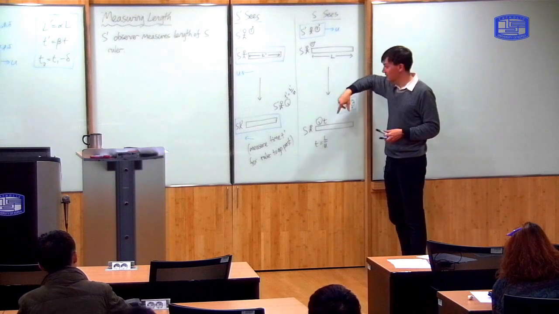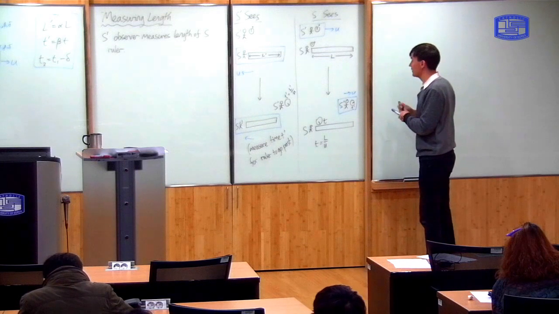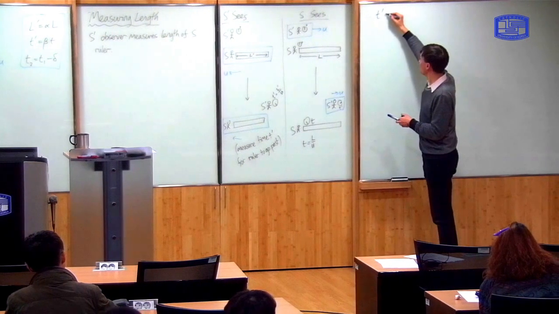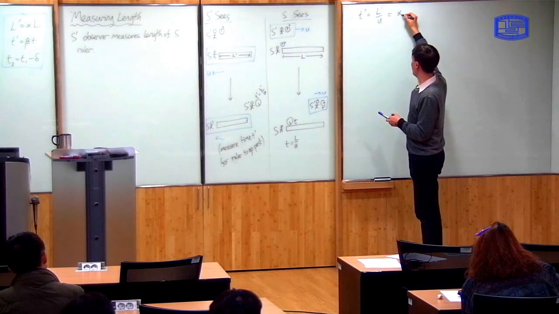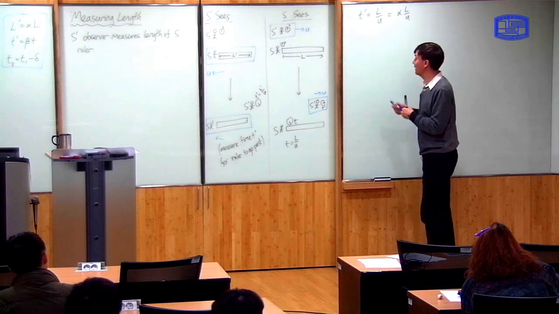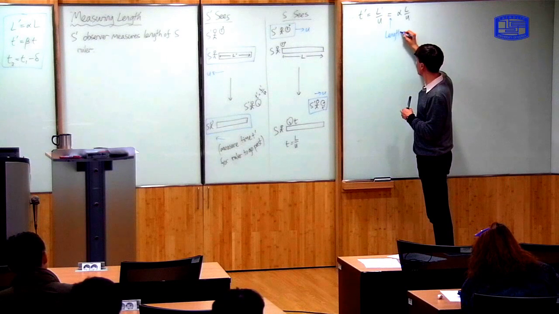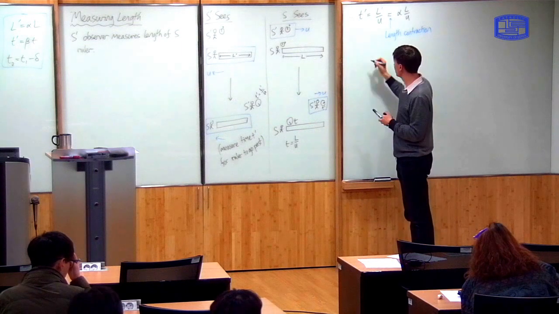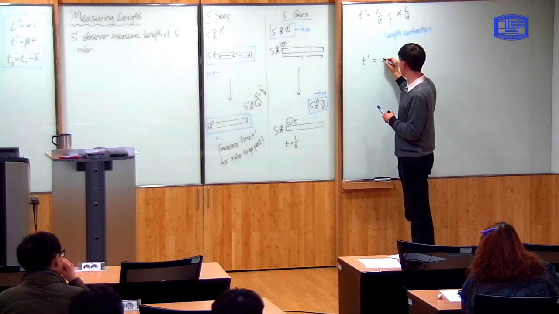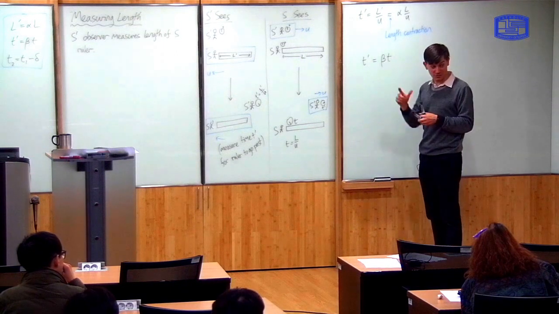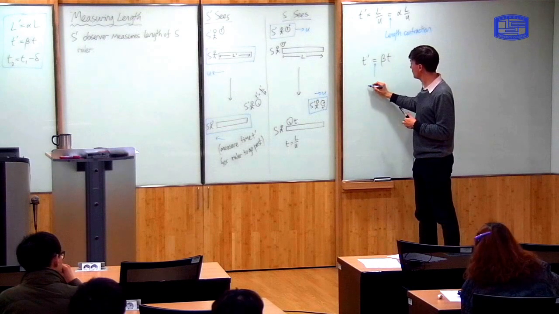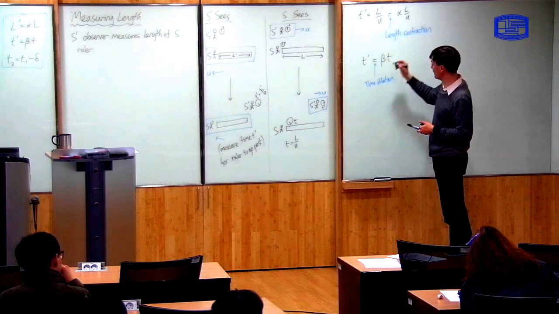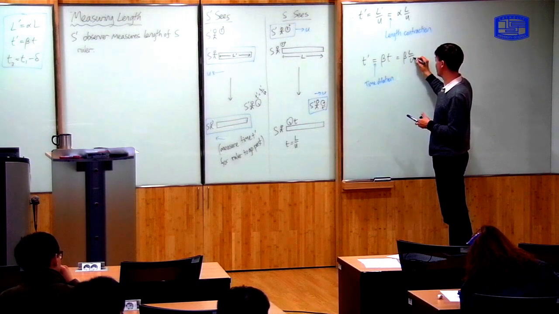Now we can get a condition relating time dilation to length contraction by comparing the results of these two observers. In the S prime case, we get a time t prime, which is equal to L prime over u, which is equal to alpha times L over u. And this alpha is the effect of length contraction. But also, t prime is equal to beta times t, because of the effect of time dilation. And t, we've worked out, is L over u, so this is equal to beta times L over u.